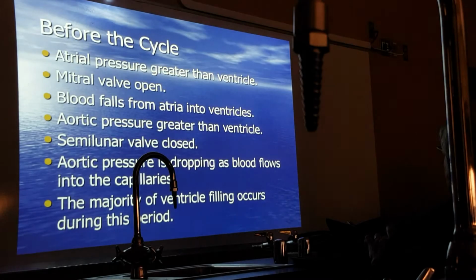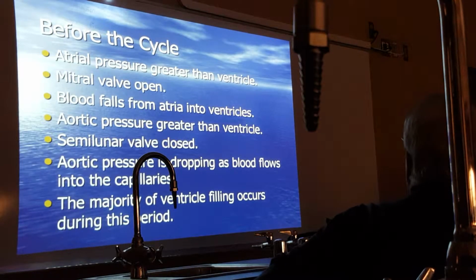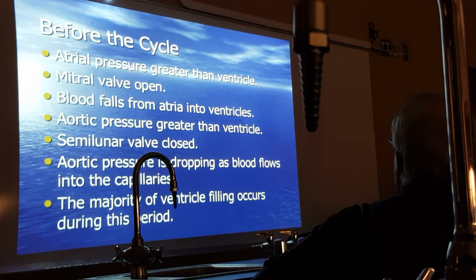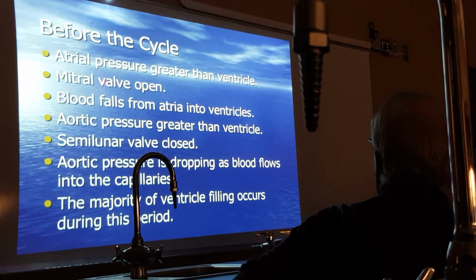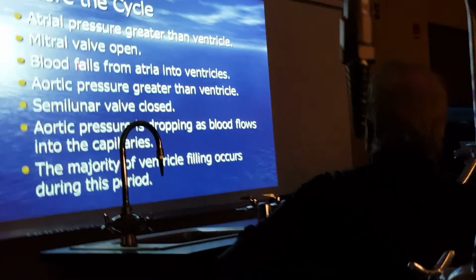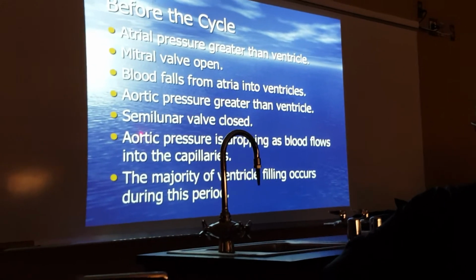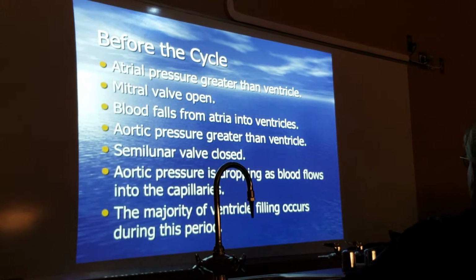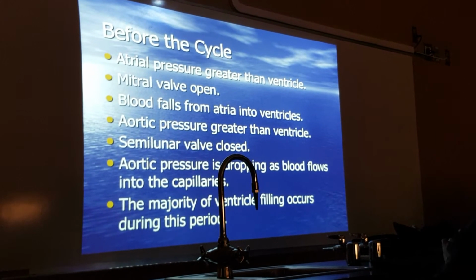So let's go through this. Before the cycle, the atrial pressure is greater than the ventricle. I've said it all already, but now you can watch it all in writing. Atrial pressure is greater than ventricle, the mitral valve opens, and blood falls from the atria into the ventricles. Before the cycle isn't as important as other places.